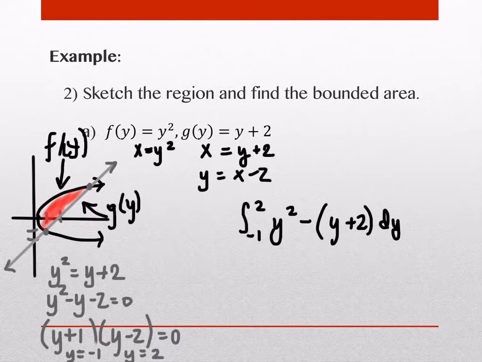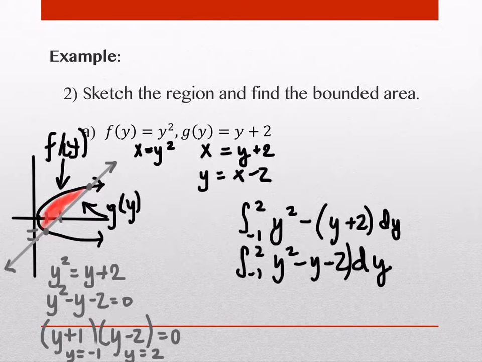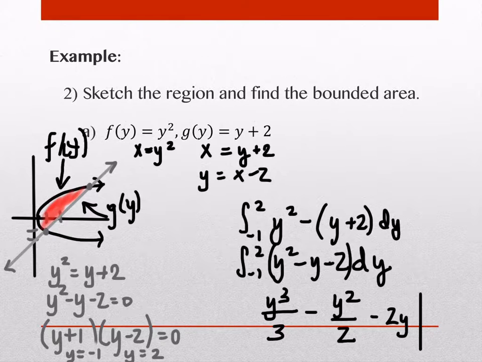All right, so doing this one, I have y squared minus y minus 2 dy. So what's the antiderivative of y squared minus y minus 2? All right, y cubed over 3. What's next? Y squared over 2. Promise I'm not trying to trick you guys. And the last one? Minus 2y. And we're evaluating these at 2 and negative 1.